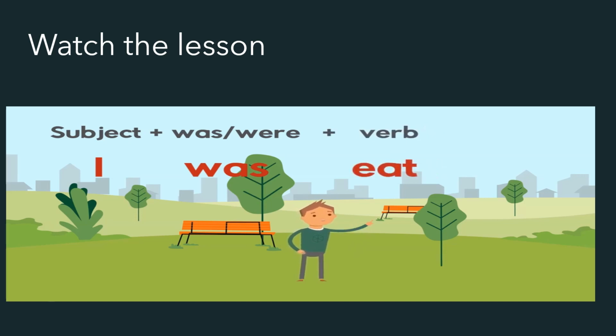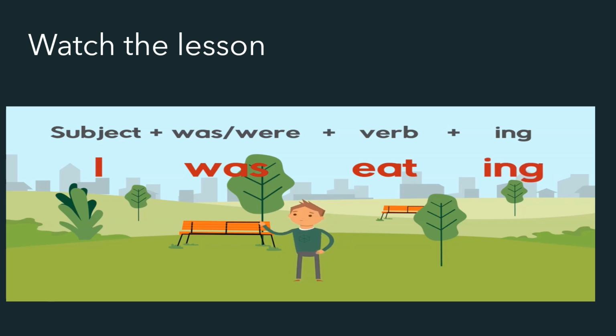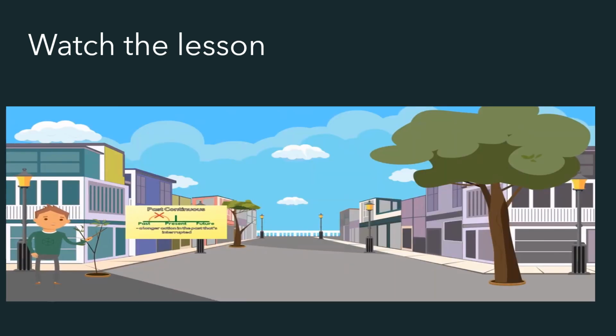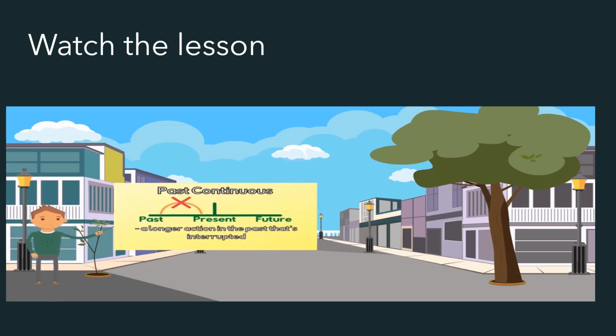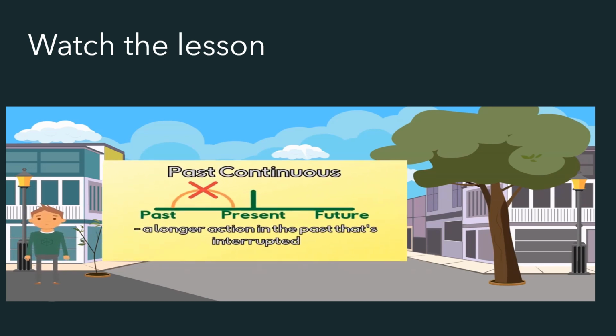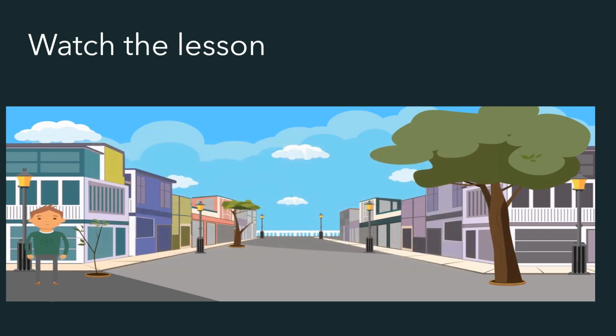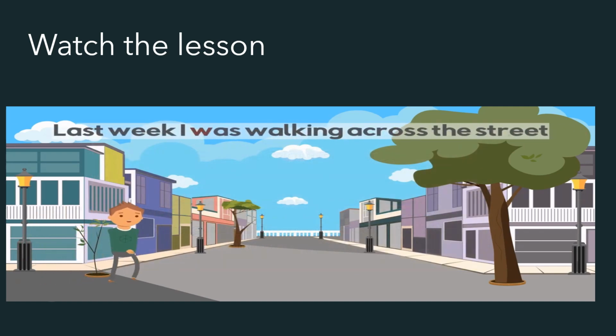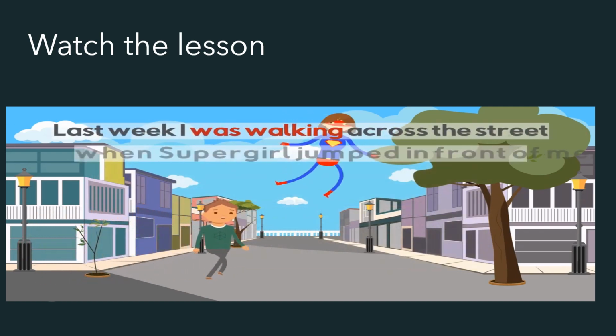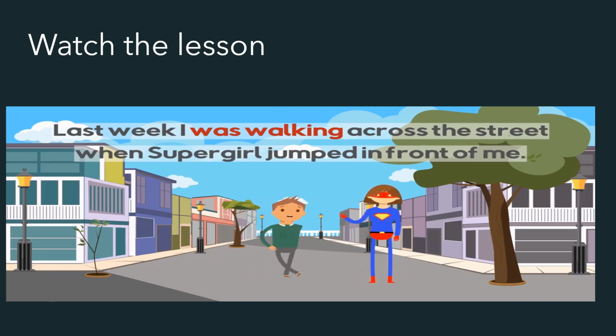verb like eat, plus ing. I was eating. We use the past continuous tense for longer actions in the past that have been interrupted. Like this. Last week I was walking across the street when Supergirl jumped in front of me.